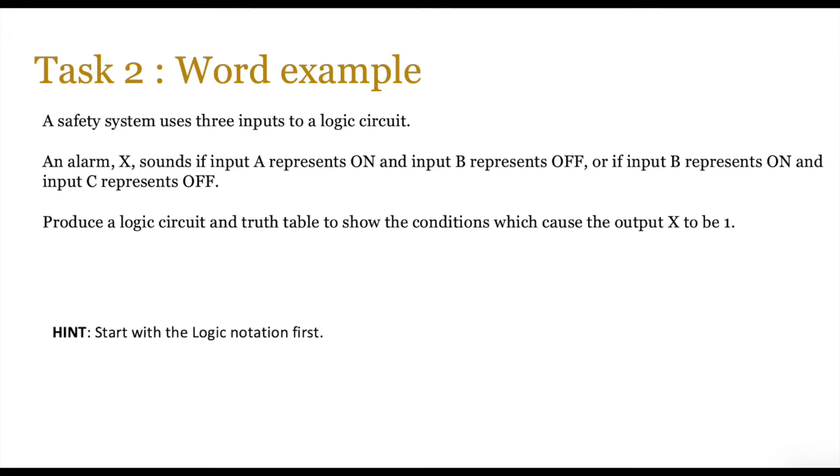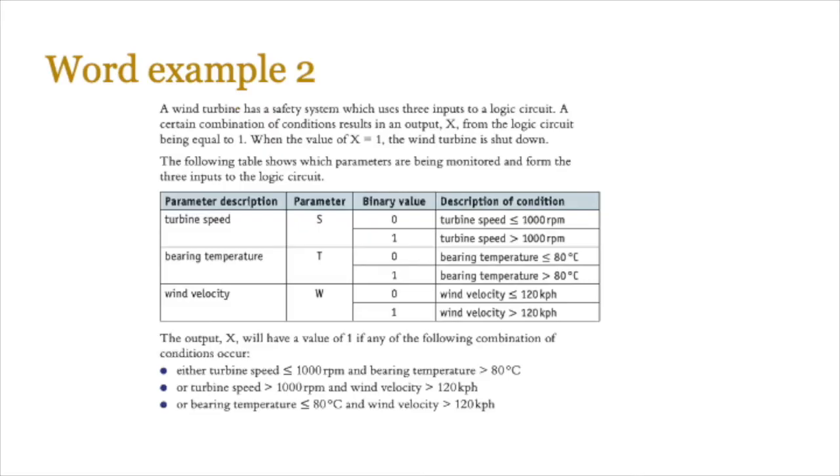You always start with assuming A, B, C's are 1. Now you've got to produce a logic circuit and a truth table to show the conditions which cause the output X to be 1. So you start by writing the logic notation first. You can also write the Boolean algebra form if that kind of helps you out, and then based on that you can then create your logic circuit.